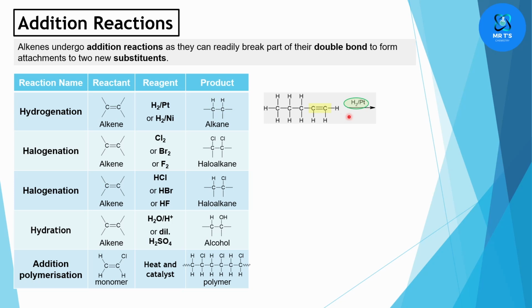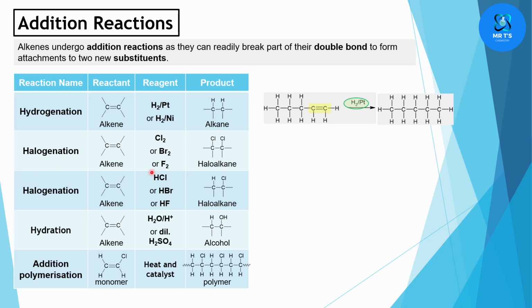So we're adding hydrogens, H2, which means we're going to add a hydrogen to each place where the double bond is, and then we end up with this molecule, which is going to be an alkane. Actually in this case it's pentane. So this is hydrogenation because we're adding hydrogens to the carbons that were part of the double bond.